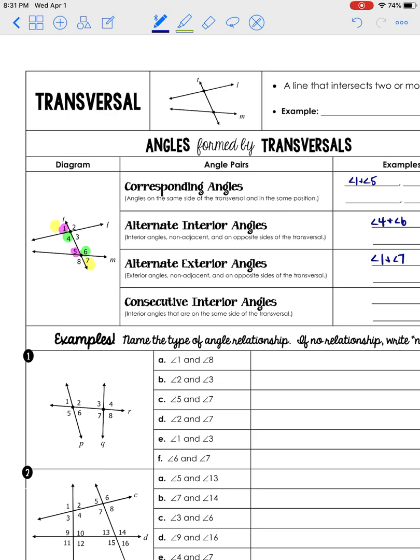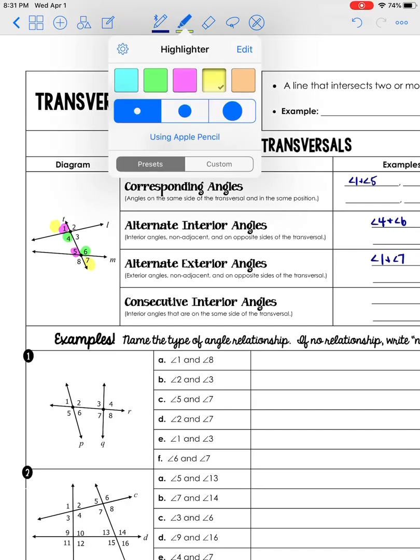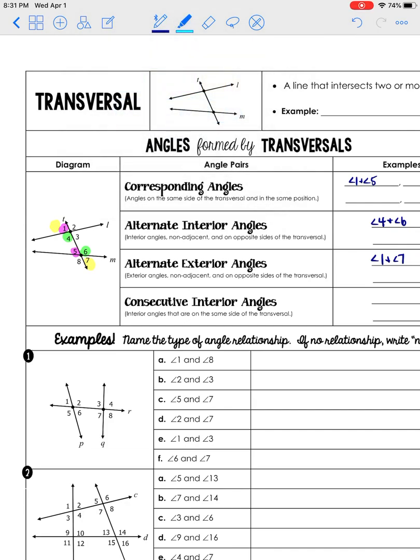Next, we have consecutive interior angles. Interior angles, meaning on the inside. Our options are 4, 3, 5, and 6, that are on the same side of the transversal. So if we're looking at 3, there's only one other interior angle that's on the same side, to the right of the transversal, and that is 6.